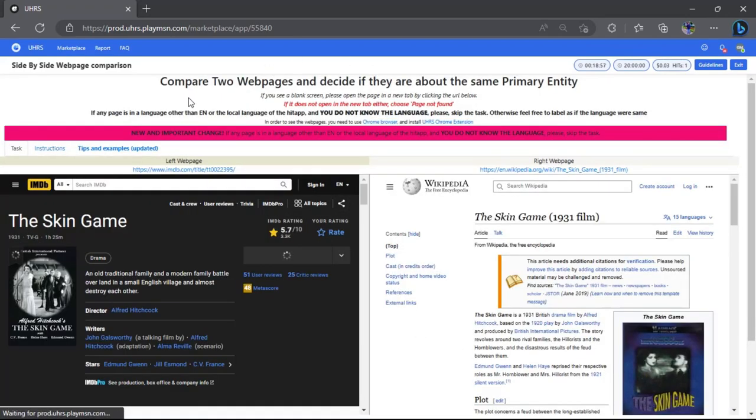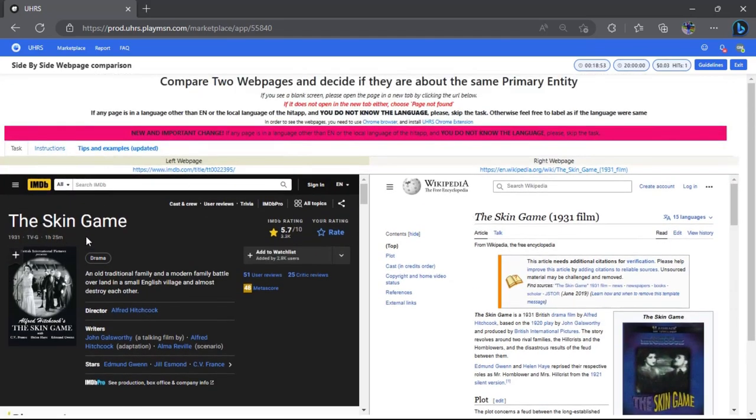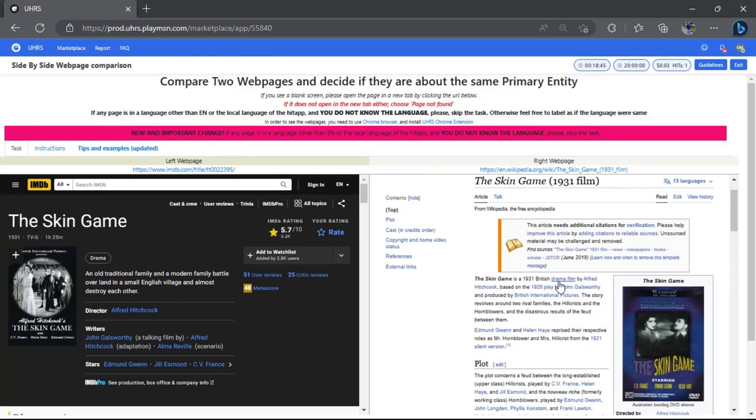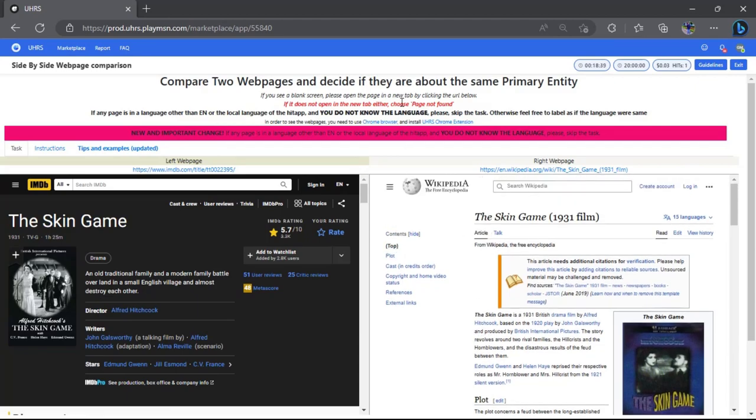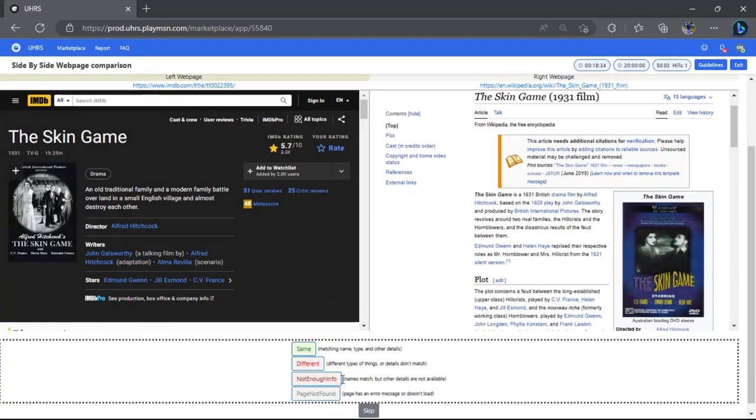Both the left and right web pages show a movie with the same name, The Skin Game, which was released in 1931. To determine whether they are about the same movie, I will check and compare whether each website shows a movie directed by the same directors, written by the same writers, and featuring the same cast, actors. If this information matches, then I will judge that the web pages are about the same movie.